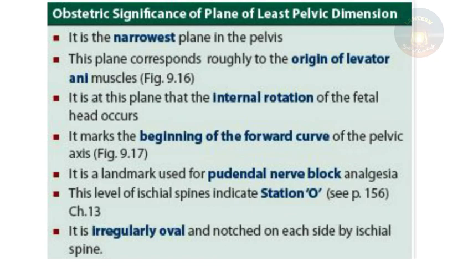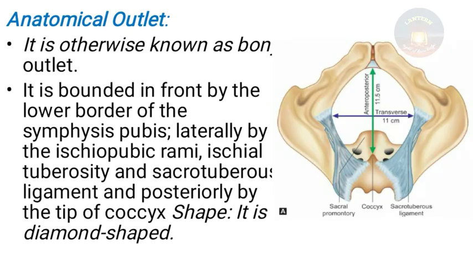Next is regarding the anatomical outlet. It is otherwise known as the bony outlet. It is bounded in front by the lower border of the symphysis pubis, laterally by the ischiopubic rami, ischial tuberosity and sacrotuberous ligament, and posteriorly by the tip of the coccyx, and its shape is diamond shaped. So you can see the picture of the anatomical outlet.